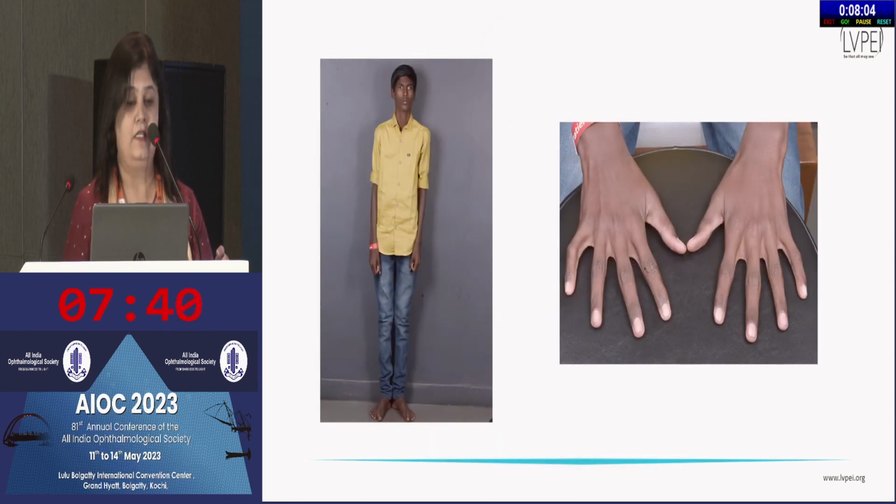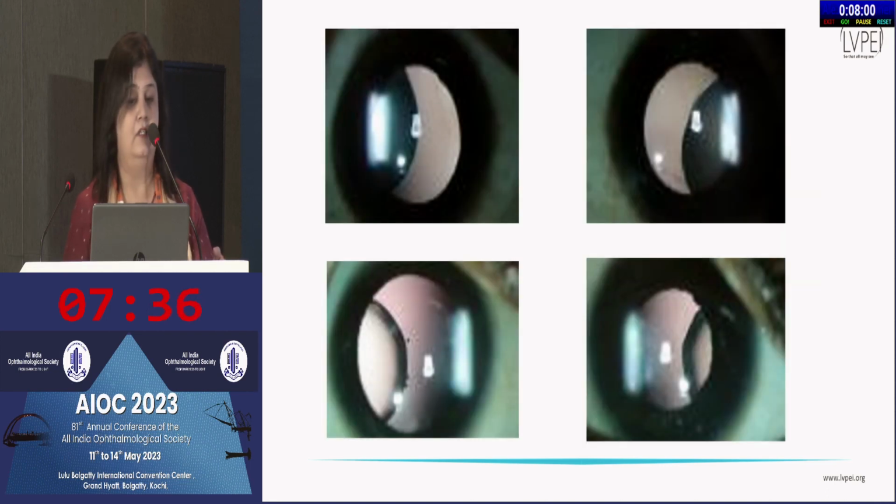As you can see here, the arm span is wide. They have tall, thin fingers. The top two photos are of the older child, whereas the bottom two are the younger child, where you can see the marked ectopia lentis in both these children.